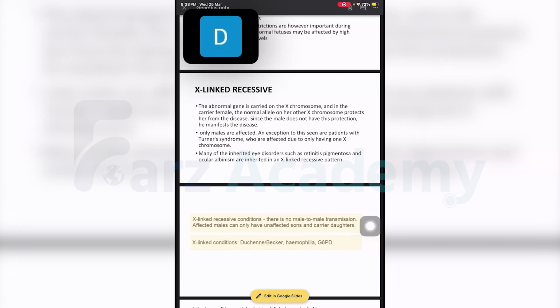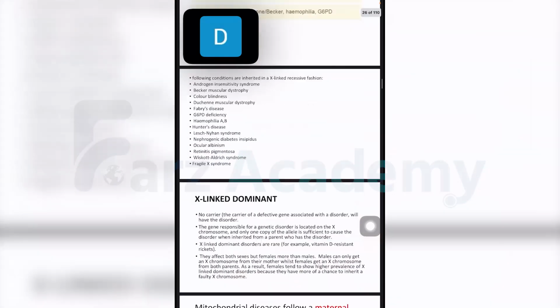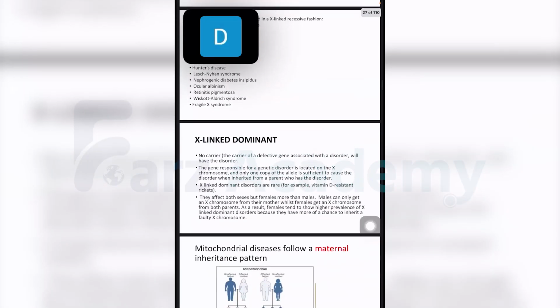True? Yes. And dominant is going to manifest whether it is a male or a female, because there is no carrier state at all.